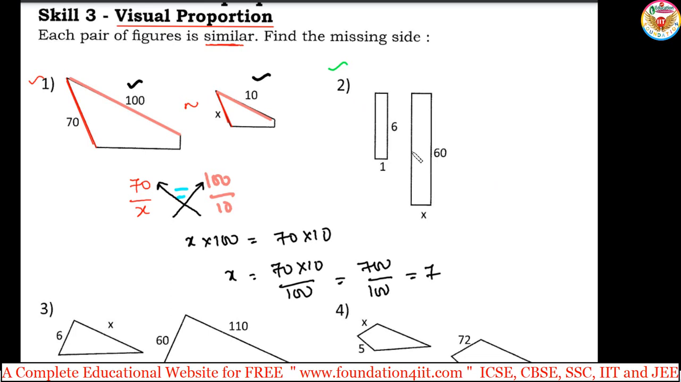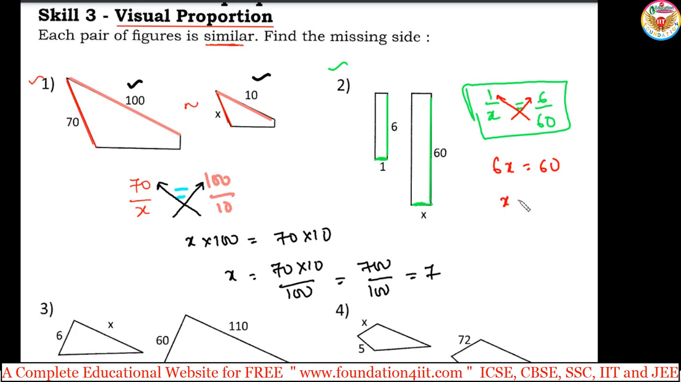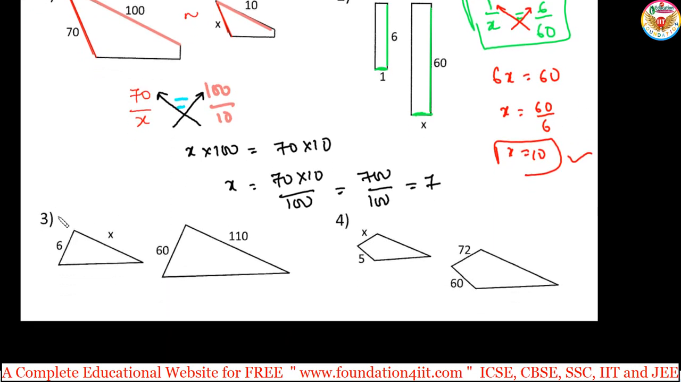Listen to the second problem. Which are the corresponding sides here? This is 1, and the corresponding side is x here. So 1 by x is equal to, again corresponding sides, 6 by 60. Once you frame it into the proportion, then you can solve it. Cross multiplication: 6x is equal to 60, same as the previous worksheet. That's why you first practice skill 2, then come to these diagram problems. x is equal to 60 by 6, x is equal to 10. Same method. You can continue with the rest of the problems.